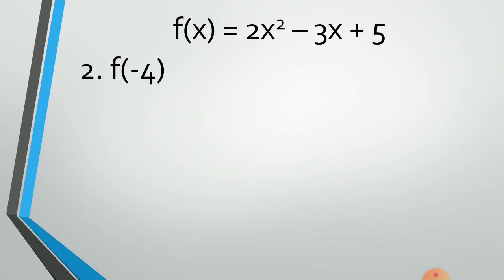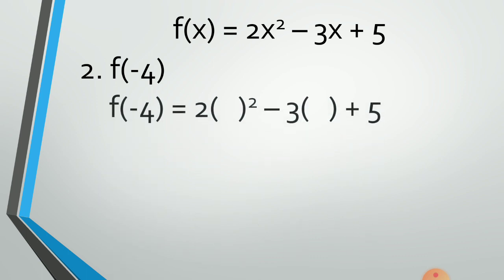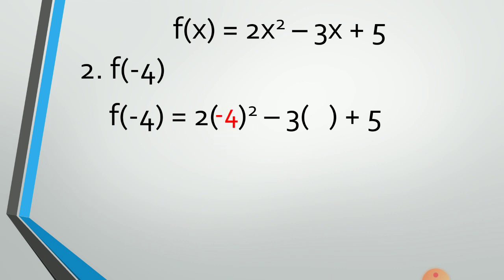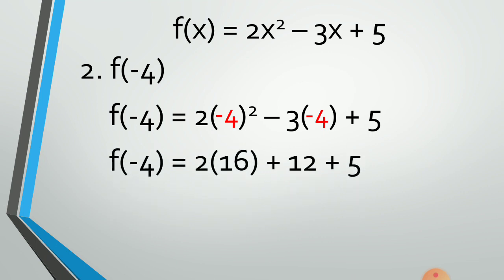Next will be f of negative 4. Same process, replace all the variables x with negative 4. So that will now be 2 times negative 4 squared minus 3 times negative 4 plus 5. Then evaluate it further. Negative 4 squared is negative 4 times negative 4, which is equal to positive 16. Then negative 3 times negative 4 is equal to positive 12. Then copy plus 5.